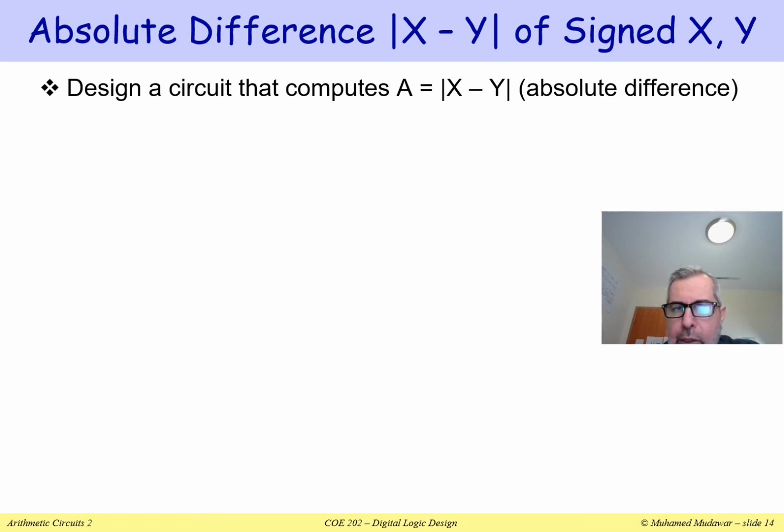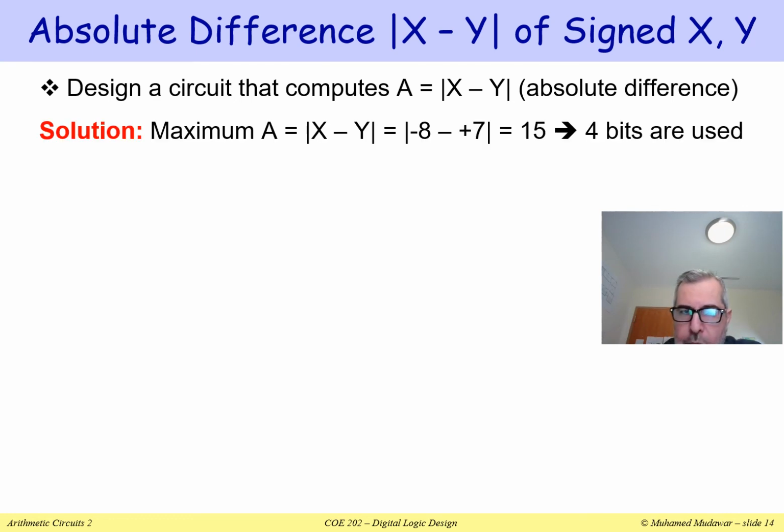If X minus Y is positive, then this is the final value. If it is negative, we have to take the 2's complement. We have to take the negative of the result to calculate the positive value, because this is the absolute value of X minus Y. So you will ask, how many bits do I need for A?